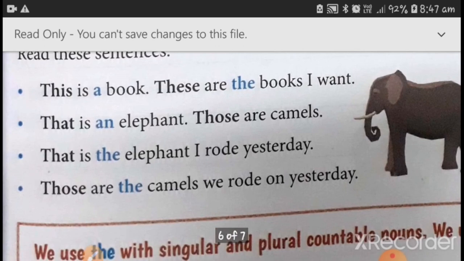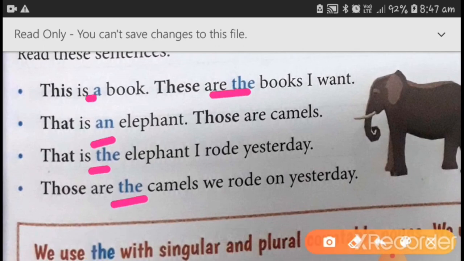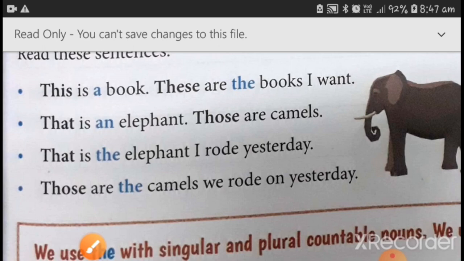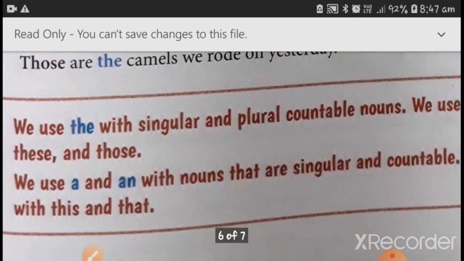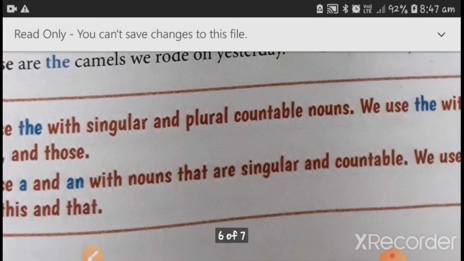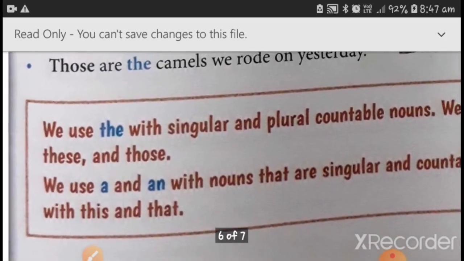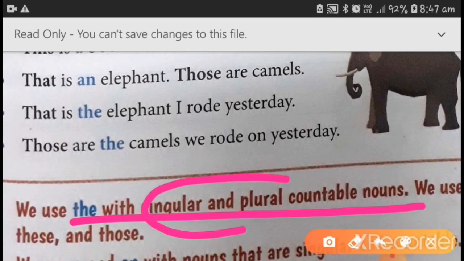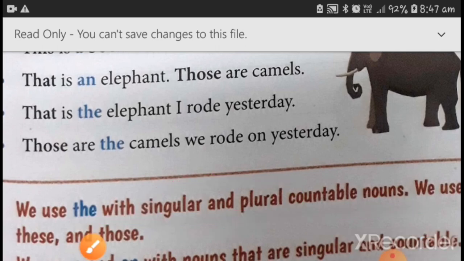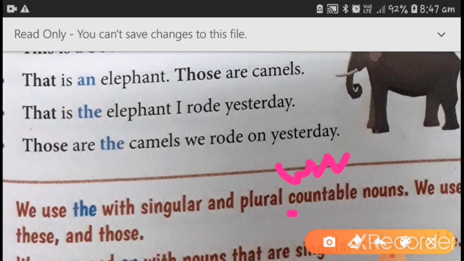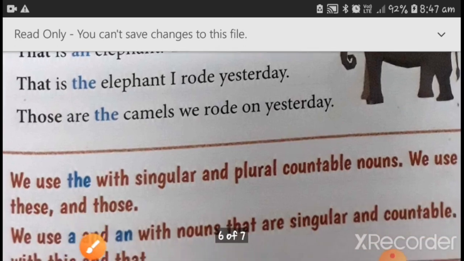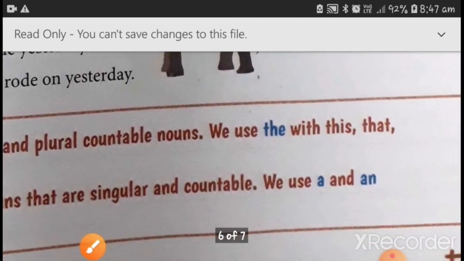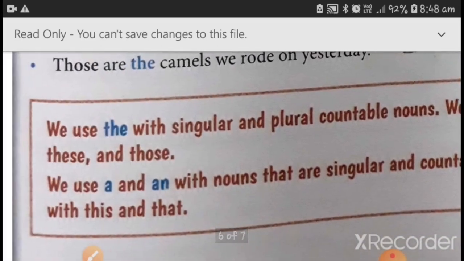Children, here are different articles we have to use according to the sentences. Sometimes it is singular and plural. Let us look at what is mentioned. We use the with singular and plural countable nouns. For countable nouns only we have to use the articles. And in this case, as I already discussed before, we never use the article with uncountable nouns. Okay, children? So don't get confused. For the countable nouns only, we have to use the article. We use the with this, that, these, and those.